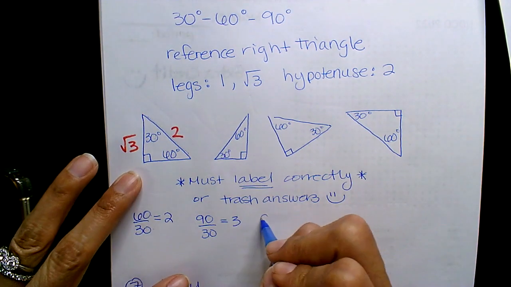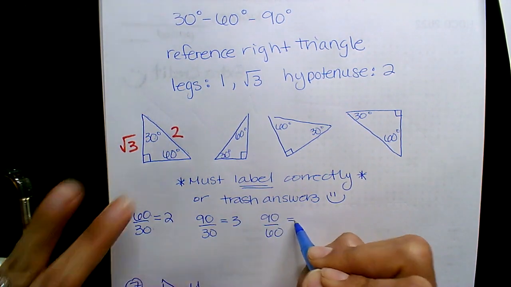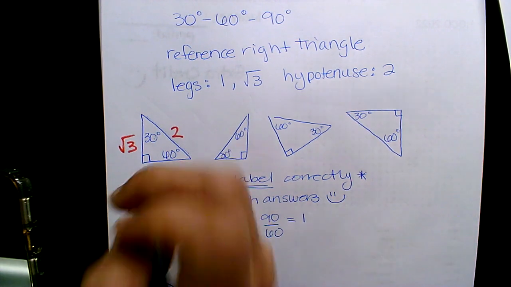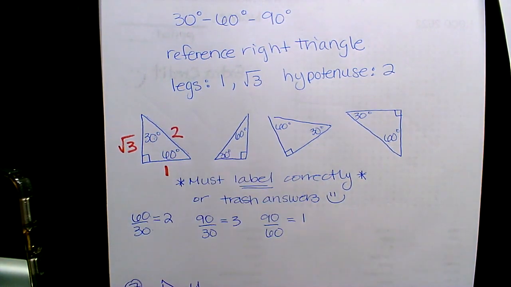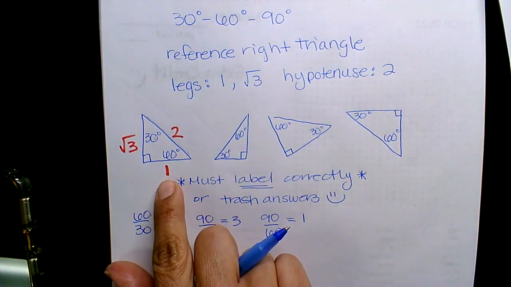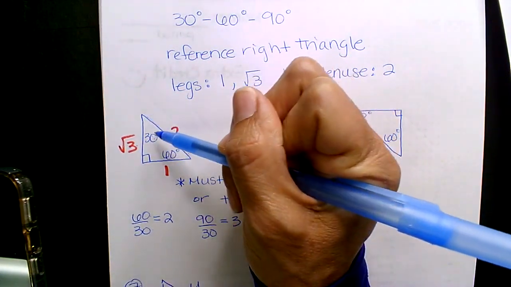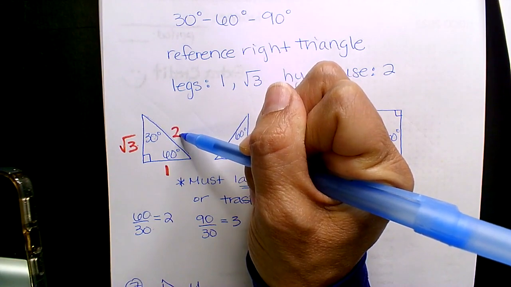Okay, how many times does 60 divide into 90? Now we're not legit dividing, like I want you to get a calculator and divide. By an integer, 60 goes into 90 about how many times? 1. Perfect. So this is the 1. So your 60-90 side is always 1. Your 30-90 side is always rad 3. And your 30-60 side is always 2.